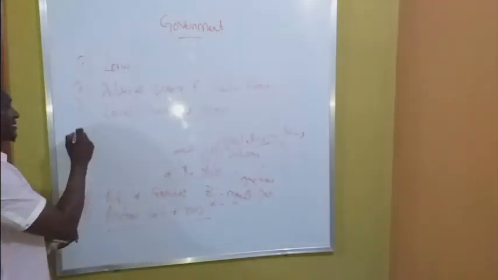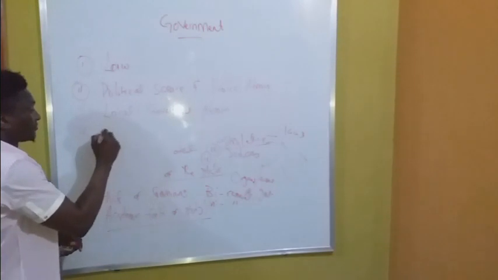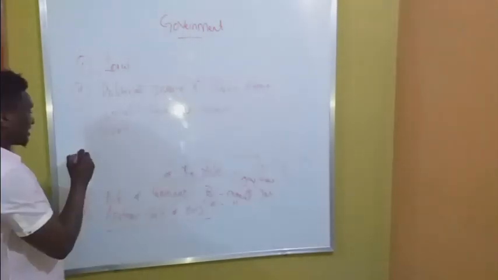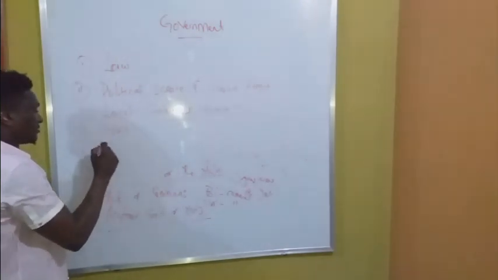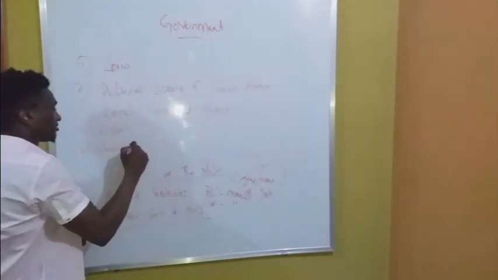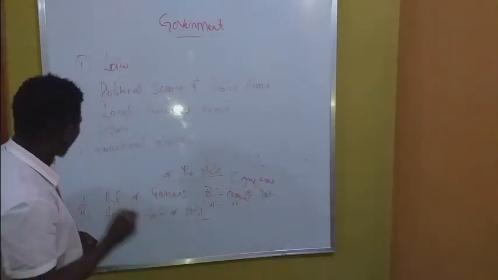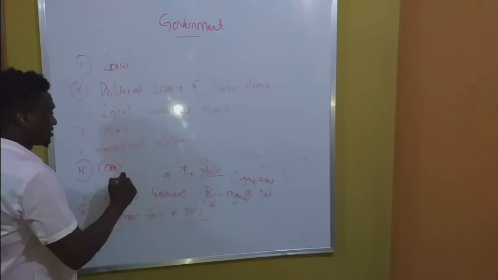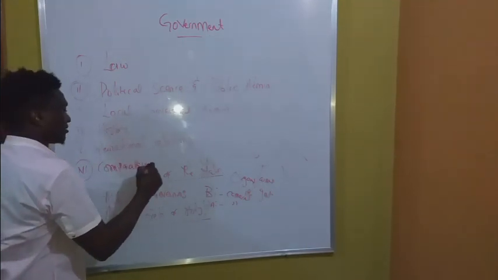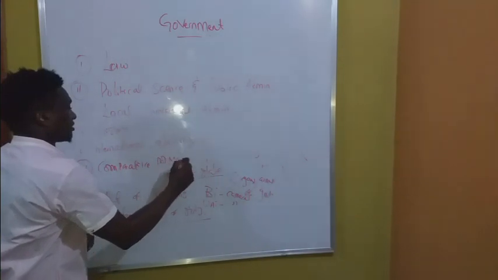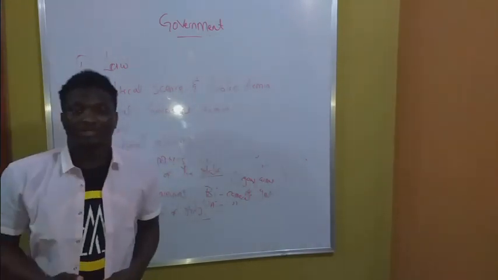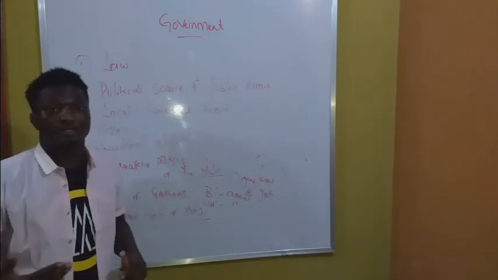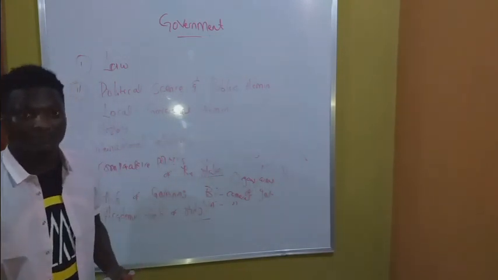It can also be studied as history, as international relations, as comparative politics, and political economics, among many others. Now, having listed all of these, let us look at some of the attributes of governance.